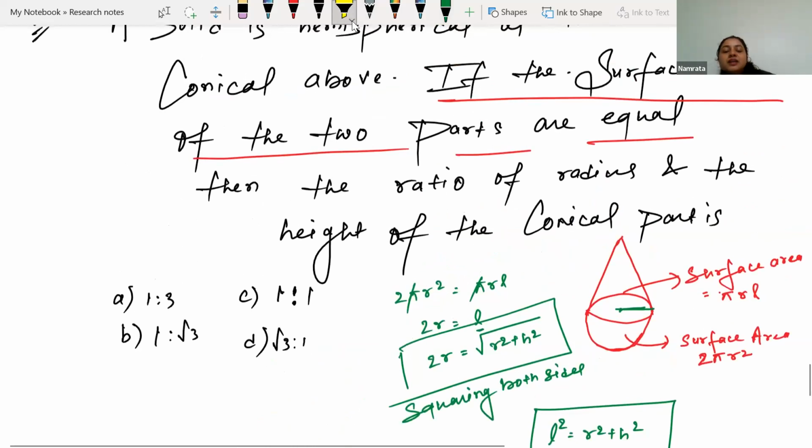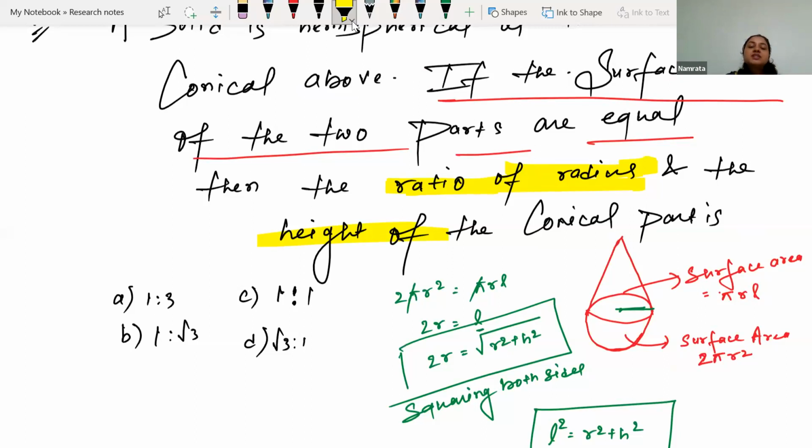What we have to find here? Yes, ma'am. We have to find the ratio of radius and the height. Whenever it says ratio of radius and height, that means you have to find r by h. If it says ratio of height and radius, that means you have to find h by r. Whatever is mentioned at first.